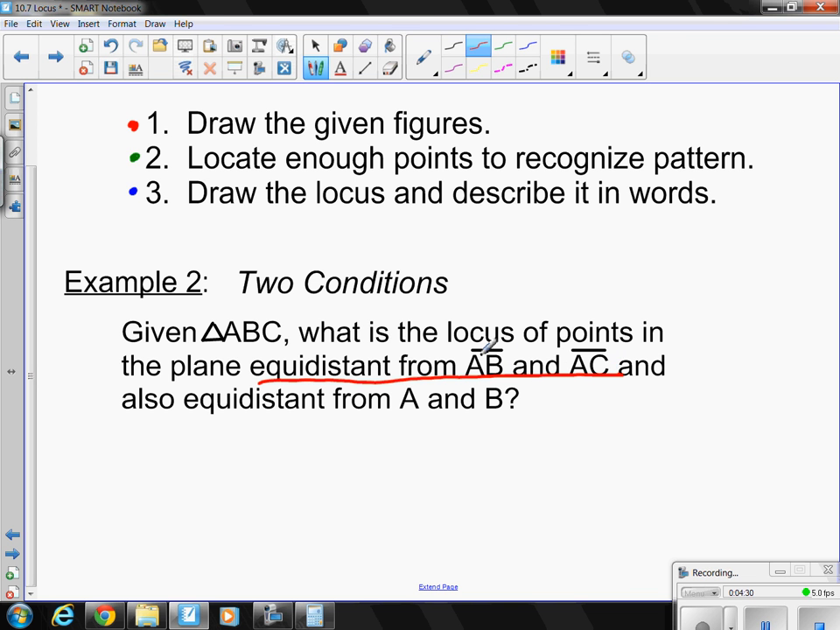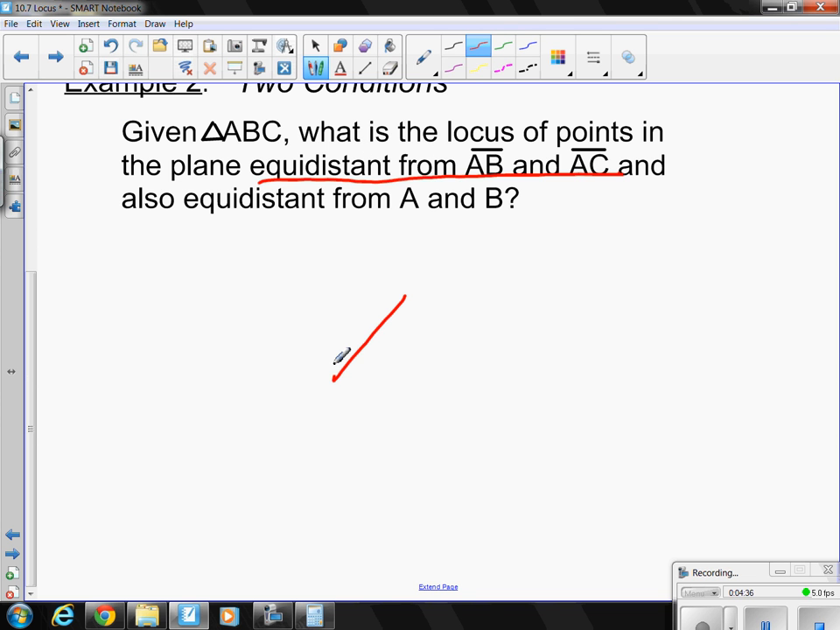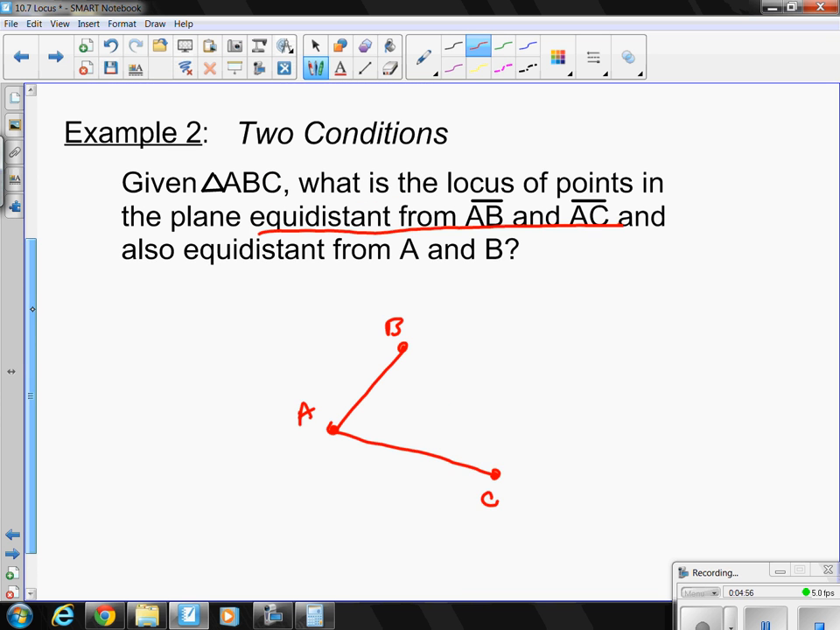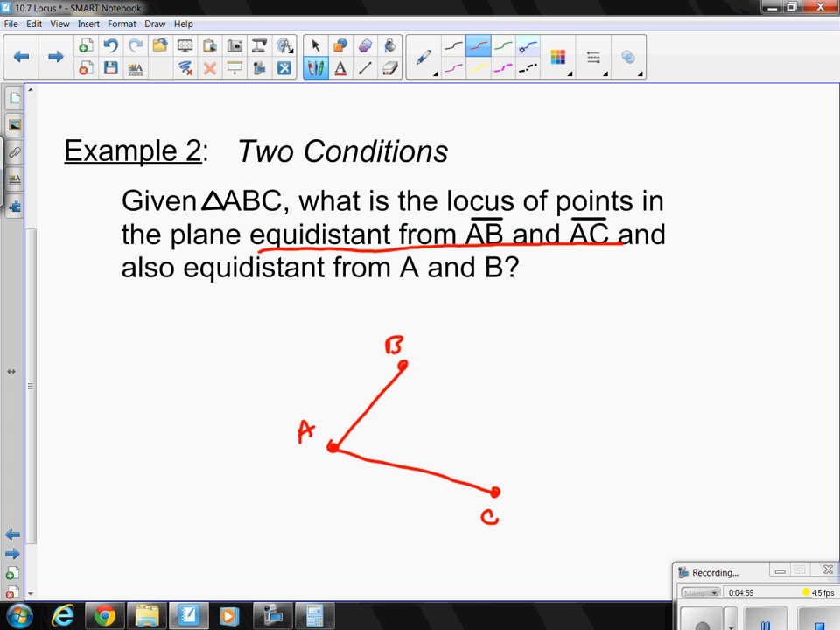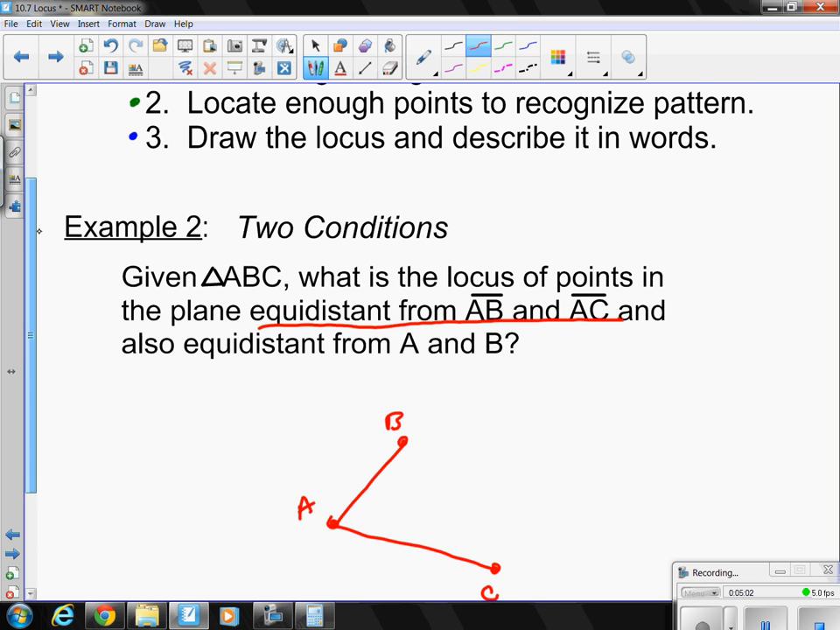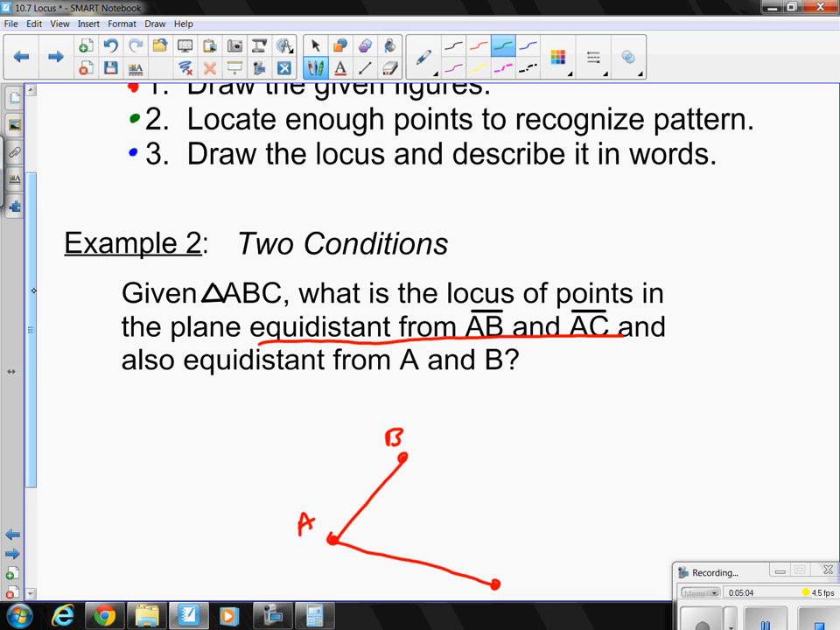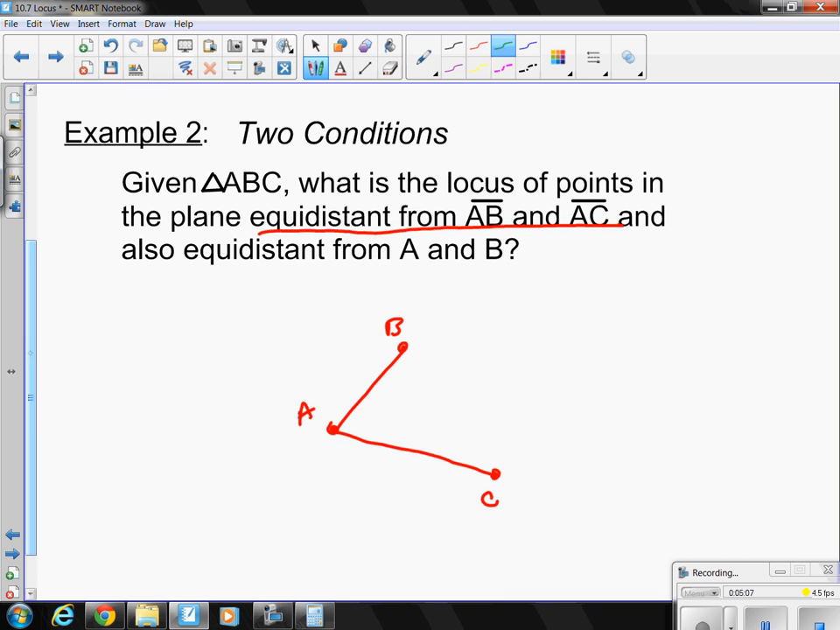So first, I'm given AB and AC. So I'm going to start by drawing line segment AB and line segment AC. So notice I have to have a C in there. And also, here's the second condition: equidistant from those 2 points. So now I'm going to start locating some points that satisfy the first condition. So this is the first condition, equidistant from AB.